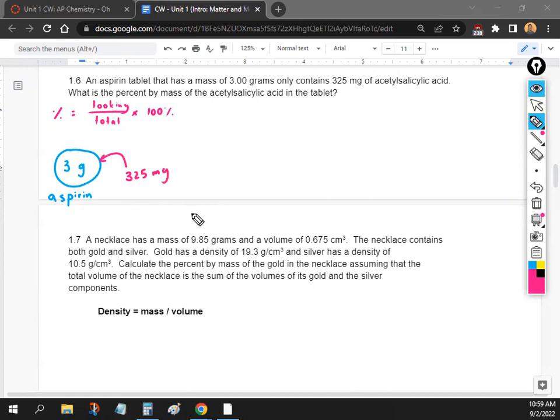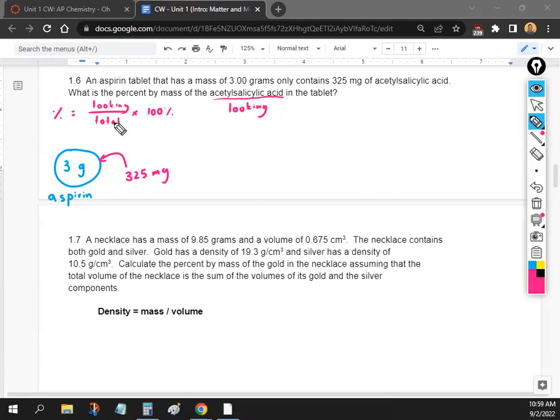So when you guys take a Tylenol or an Advil, the whole thing is not the chemical that helps you feel better and have pain relief. Only a part of that pill contains the chemical that you need. Same thing here. The acetylsalicylic acid is only 325 milligrams out of the entire pill, okay? And then the question asks, what is the percent by mass of the acetylsalicylic acid? So this is what we are looking for. We're looking for the percentage of that compound right here, okay?